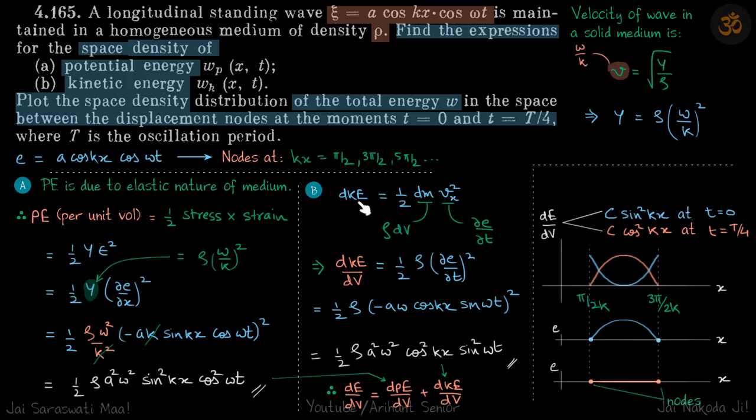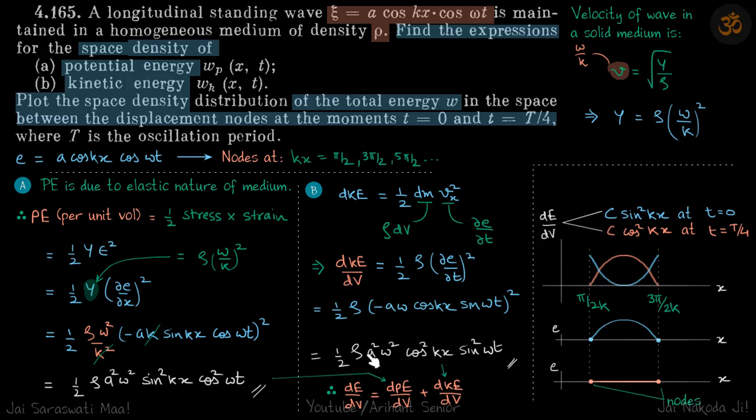Now kinetic energy. We can write the small kinetic energy as half dm into vx squared. So at a given x, this is the kinetic energy. dm can be written as ρ dV and vx is ∂ξ/∂t. We'll again put ∂ξ/∂t from here, and this dV we take to the left side so that we get the kinetic energy density. That comes to be half ρ (∂ξ/∂t) squared. If you do ∂/∂t and put it here, we get this as the answer. So these two are the variation of potential energy and kinetic energy densities as a function of x and time.